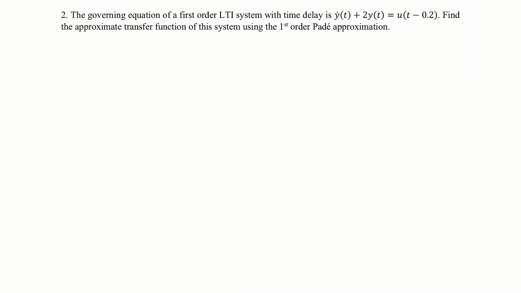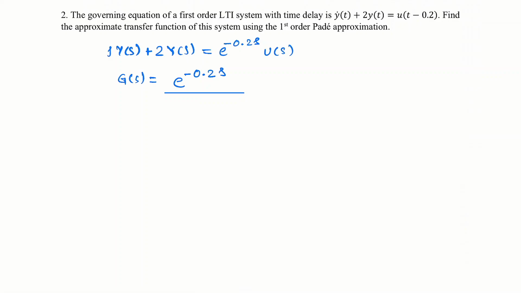So if we take the Laplace transform, we'll get s into Y of s plus 2 into Y of s equal to, since there is a delay of 0.2, e power minus 0.2 into s into U of s. So if we want to write the transfer function corresponding to the given LTI system, this would be e power minus 0.2 s over s plus 2.